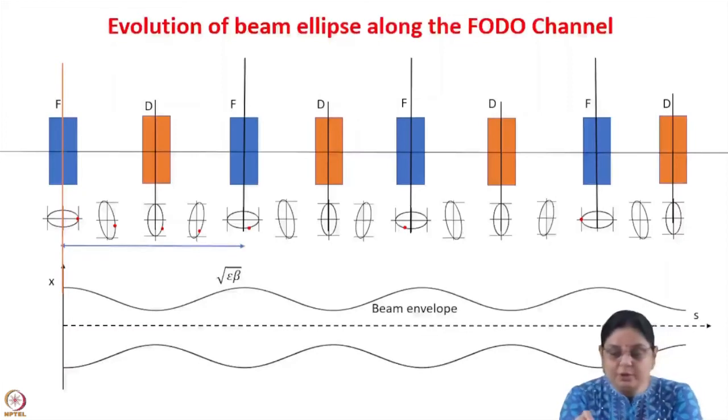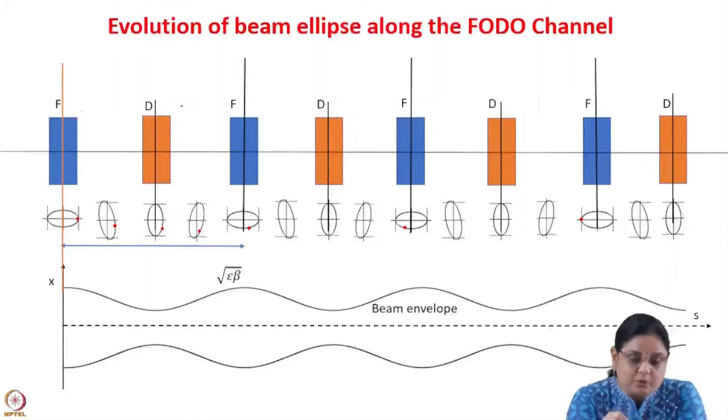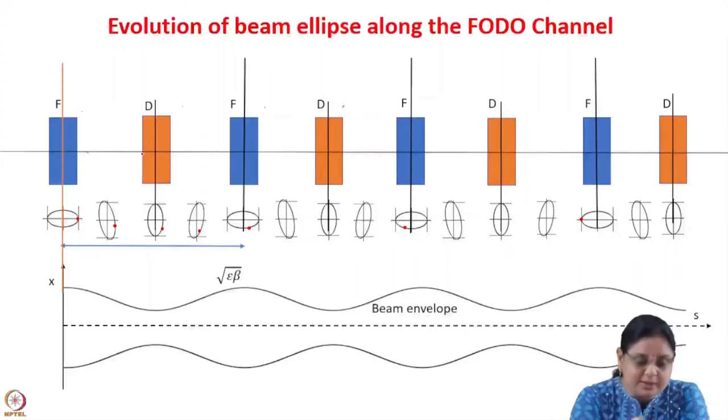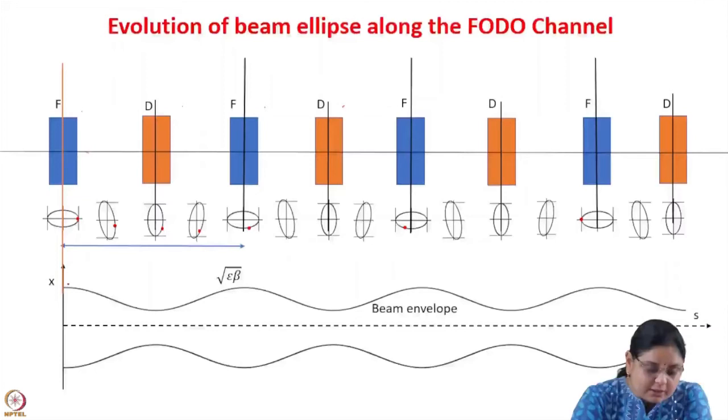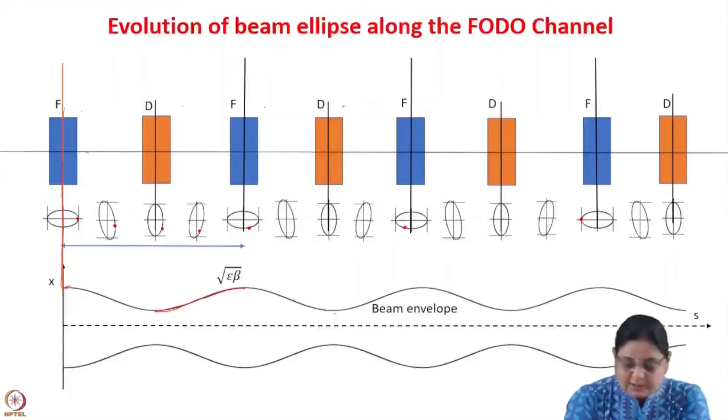Now we can see the evolution of a beam through a FODO channel. So we have a focusing quadrupole followed by a defocusing quadrupole, again a focusing quadrupole, defocusing quadrupole. In between there is drift space. So in the focusing quadrupole, the beam gets focused. So you see that we've taken this at the middle of the focusing quadrupole. The beam is getting focused here. In the defocusing quadrupole, the beam gets defocused. So you can see the beam gets defocused here. So this is the beam envelope, and this is given by the square root of beta epsilon.